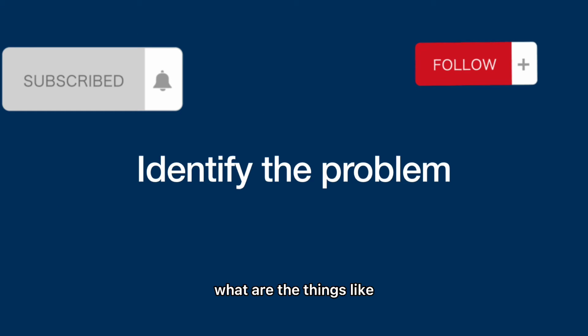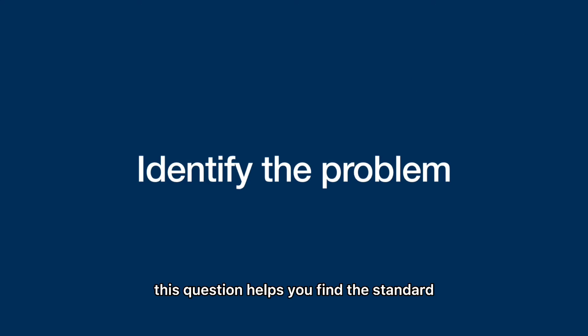What are things like when they are the way we want them to be? This question helps you find the standard against which we are going to measure where we are now. If things were going the way we want them to, what does that look like? If this person were doing the job we want him or her to do, what would they be doing? And then ask this important question: how much variation from the norm is tolerable? Therein lies the problem.